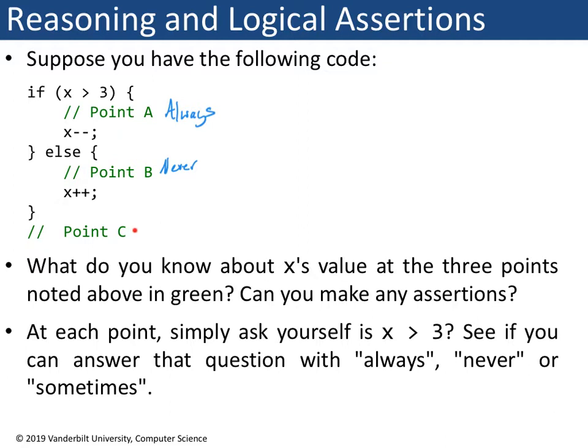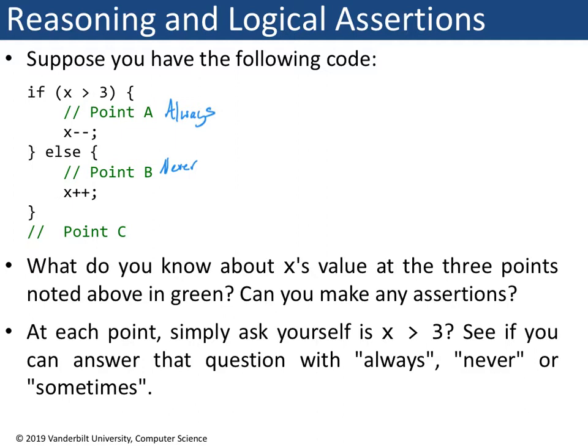What about at point C? Can we say anything about it? Well, how can we get to point C? We could have gotten to point C by x being less than 3 and then adding 1 to it. But how much less than 3? Maybe x was equal to 1. So if x was equal to 1, then when we do a post increment on x, at point C, x is equal to 2.